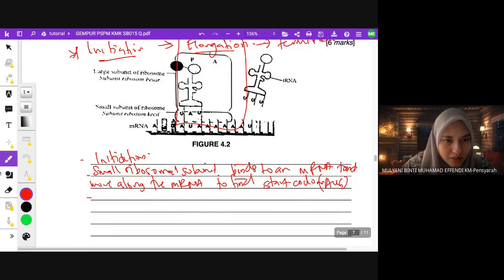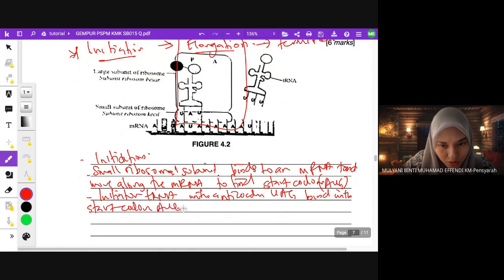Lepas tu initiator tRNA with anticodon UAG bind with start codon AUG. Okay, this tRNA carries amino acid MET. Macam tu.